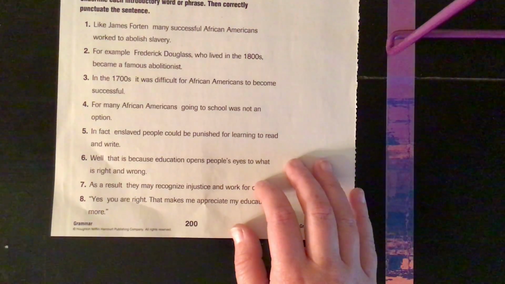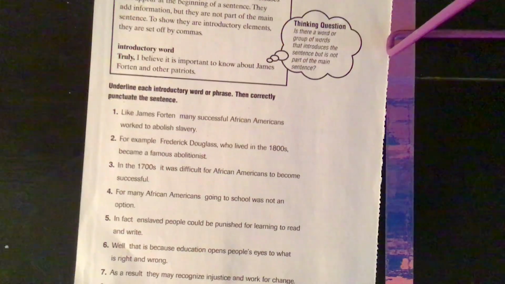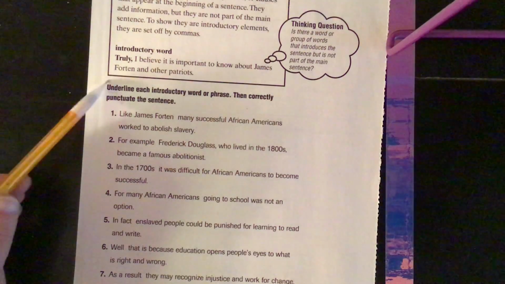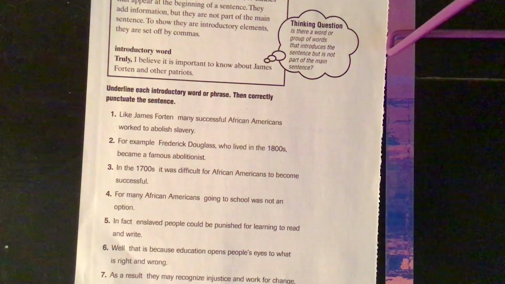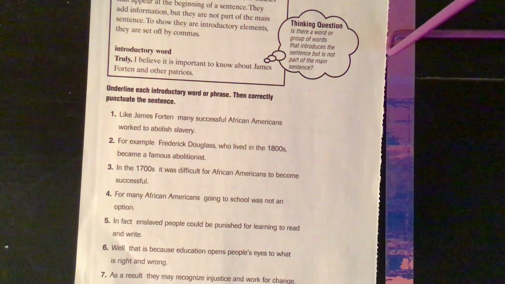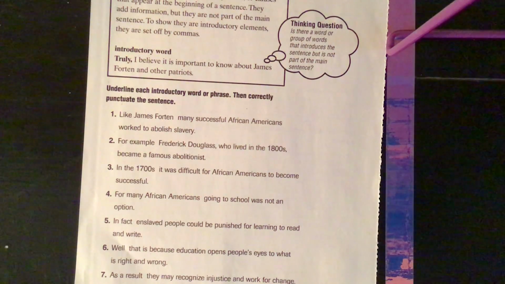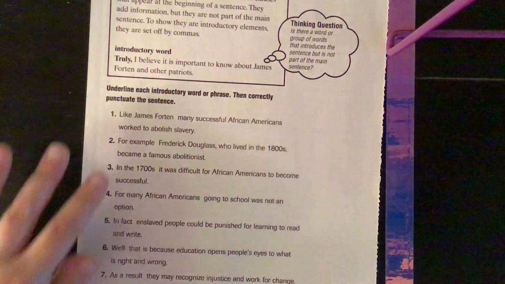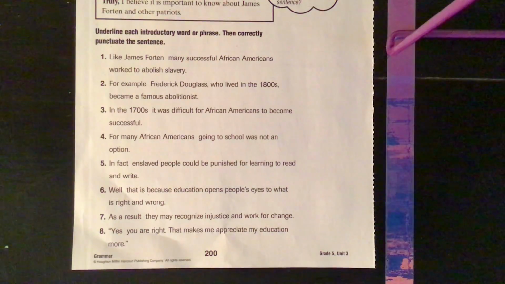So another one of your assignments is page 200, which is the back of page 199, excuse me. You're going to do the same thing. You need to underline the introductory element and then add a comma or semicolon if you need to. And there are 8 questions on that as well.